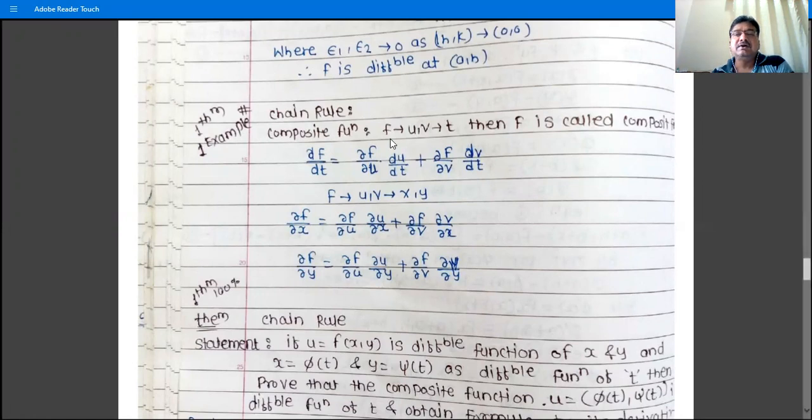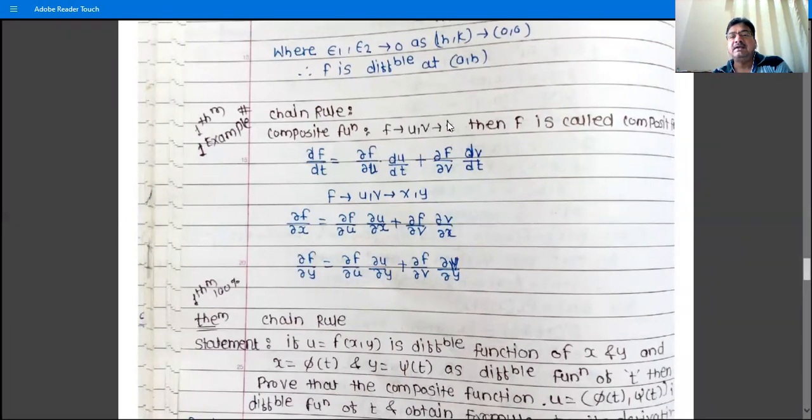So if you consider f as a function of u and v, then its derivative is denoted by the partial notation. But if we consider f as a function of t, then its derivative is denoted by the small d notation. And if I have to write the derivative of u or v with respect to t, u and v are single variable functions of t, and so its derivative is denoted by the d notation. So df by dt.